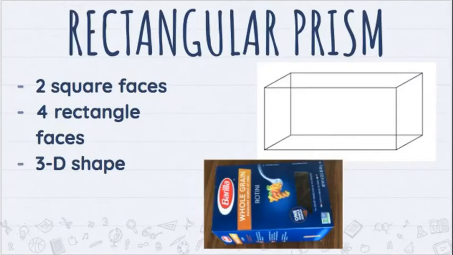Rectangular prism. A rectangular prism is like a rectangle that has come to life. It has 4 rectangle faces, also known as sides, and 2 square sides that put it all together to make a rectangle. I see a rectangular prism also in my pantry with my pasta box. Where do you see rectangular prisms in your day?